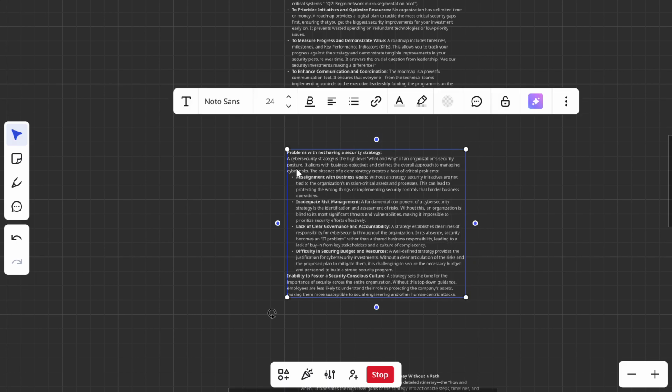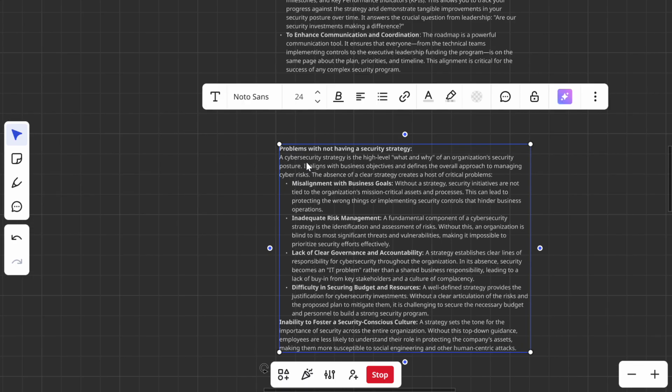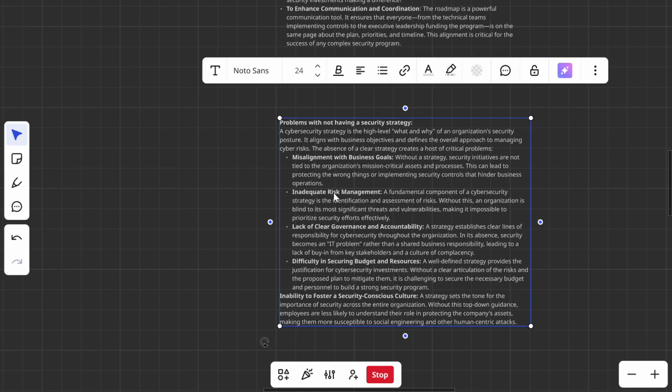So this is why you need a strategy and roadmap. Now let's move on to the problems with not having a strategy and roadmap. It's the opposite of the benefit. So you're going to have misalignment, inadequate risk management, which is reactive response, lack of clear governance, waste of resources, and difficulty in securing budget and resources.